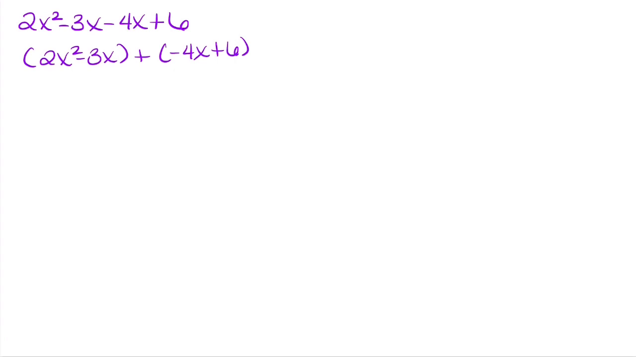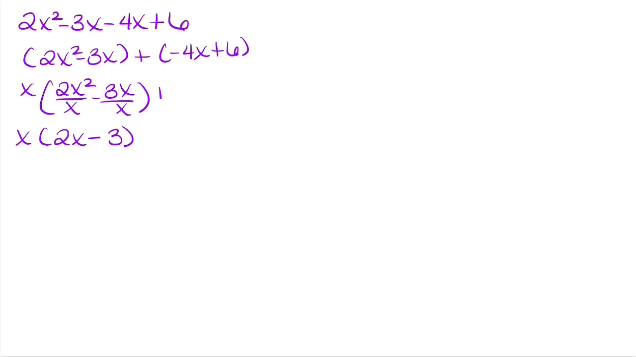So notice that we have a 2x squared minus 3x, so I can factor out an x. So I'm going to divide both of these terms by x. And when I do that, I get x times 2x squared over x is just 2x, minus 3x over x is going to be 3. All right, so let's go to the second set.